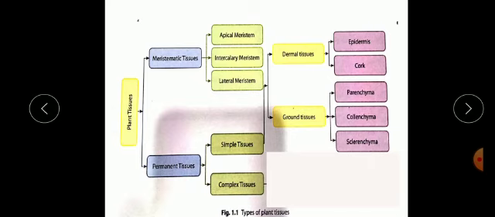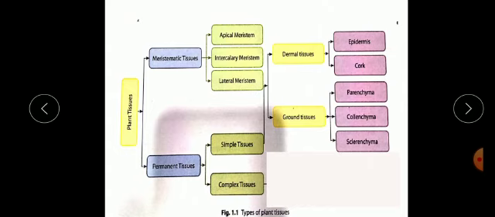Meristematic tissues on the basis of their location are of three types, apical meristem, intercalary meristem and lateral meristem. Whereas permanent tissues can be further divided under two categories, simple tissues and complex tissues. Simple tissues are further of two types, dermal tissues and ground tissues.